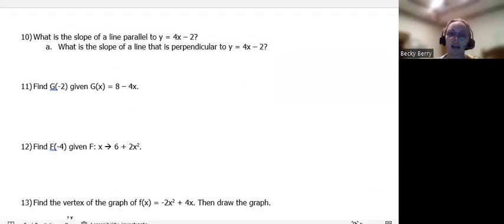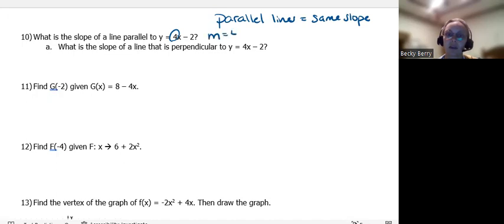What is the slope of a line that's parallel to y equals 4x minus 2? Well, parallel lines have the same slope. So I just have to find the slope of this line, and I can use the same one for any parallel line. The slope is right here, so the slope of a line parallel would also be 4.